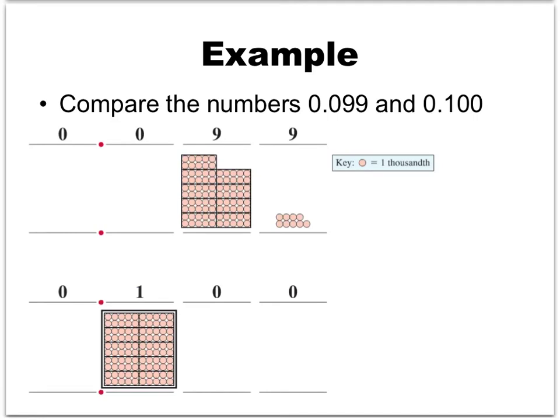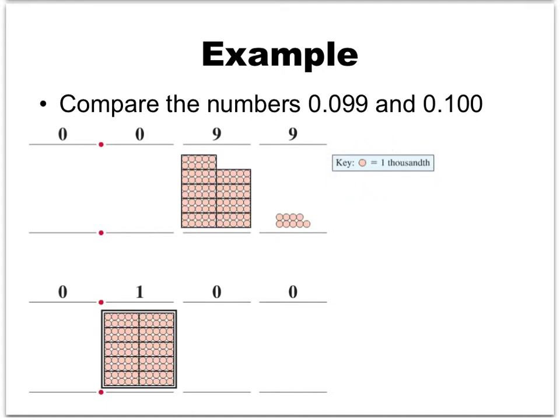So let's use this example to compare some decimals. Let's compare the numbers 0.099 and the number 0.100. Here's an illustration from the book, and they've drawn a picture of what each one of these numbers means. We've written these numbers down so that their decimal points line up, and then they've drawn pictures to illustrate what these numbers mean.